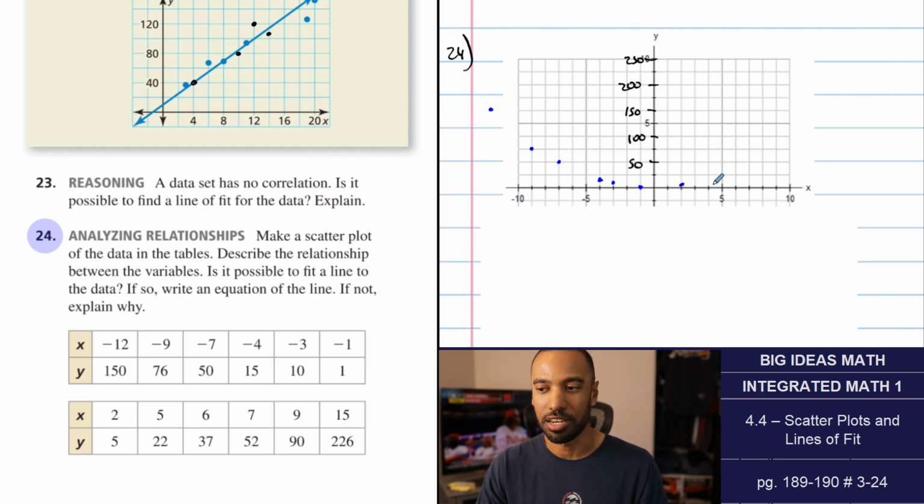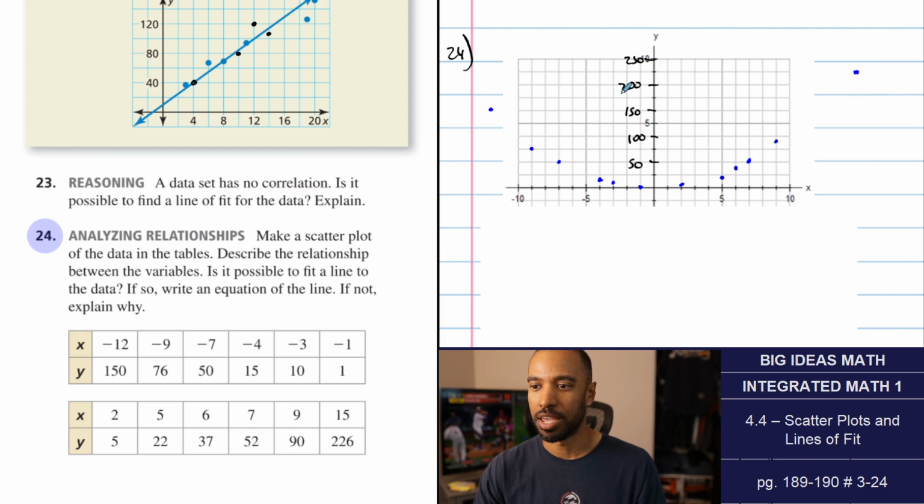Now we're seeing something different here. At 5, we hit 22, just under 25, I suppose. 6, 37. That's like halfway between 25 and 50, because 37.5 is the exact halfway. So right there. 7, 52, just above 50. Then 9, 90. 90 is 3/5 the way up between 75 and 100. And then 15. This is going to be out of reach, but 11, 12, 13, 14, 15, and up to 226. So sure, right there.